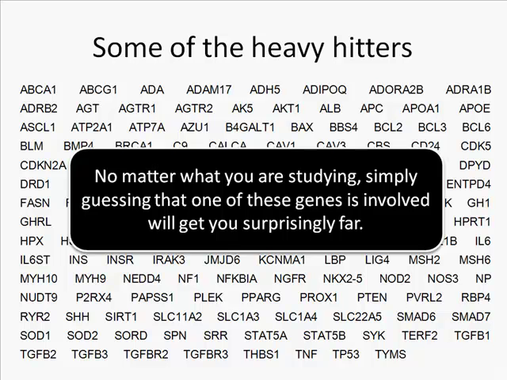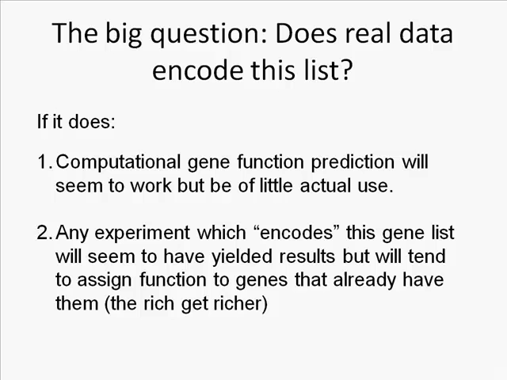This is an important concept: these genes that have lots of functions are interesting and important, but if you just want to use those genes as your starting point, really you'd like to find something a little bit more focused. So again, I raised the point of, does real data somehow encode this ranking of genes? This is important.